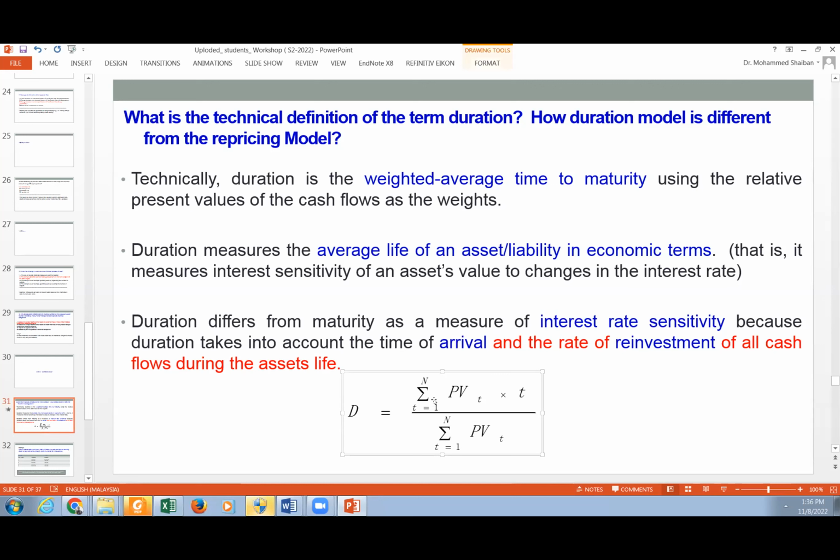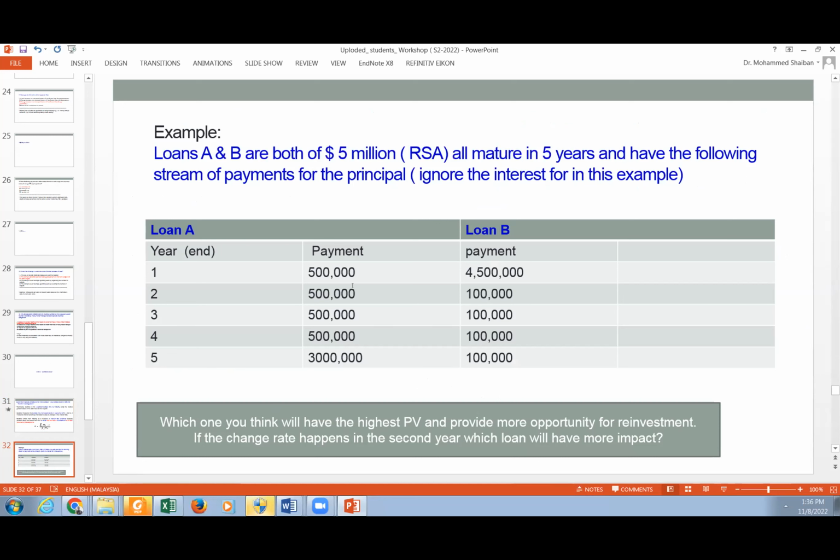The formula will be given to you, so don't worry about it. I will tell you what it is and how to calculate it. Just to train your mind, you see loan A and loan B. The payments of loan A are 500 in the first year, 500 in the second year, and so on. This loan is 5 million, but they pay 500,000, 500,000, 500,000. As you can see, 4,500,000 was paid in the first year, and then 100,000 for the next 4 years.